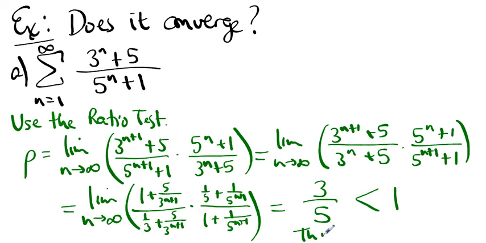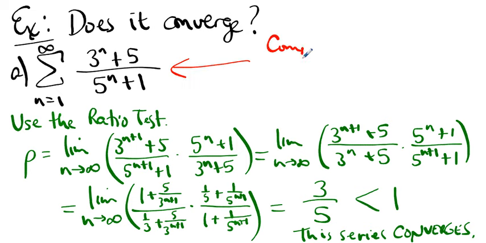And so this series converges because ultimately it looks like a geometric series of ratio 3/5. So the ratio test confirms this series converges. You may well argue, hey, wait a second, coach. Couldn't we just do a comparison test with that?